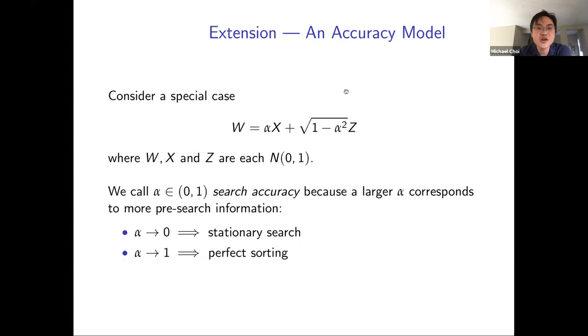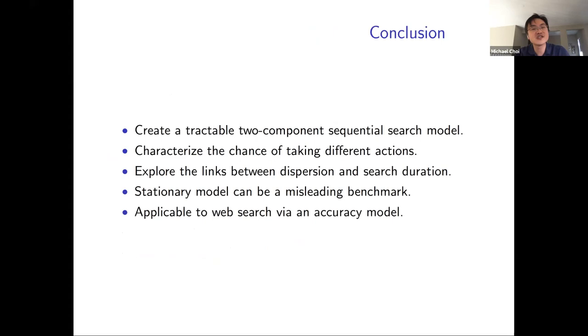Okay, I should conclude. We create a tractable, maybe the simplest possible, non-stationary search model with two components. We characterize the chance of taking different actions over time, so we characterize the behavior and how it evolves. We think we answered part of the open question about search duration. We find that the dispersive order is the right notion to move on from mean preserving spread.